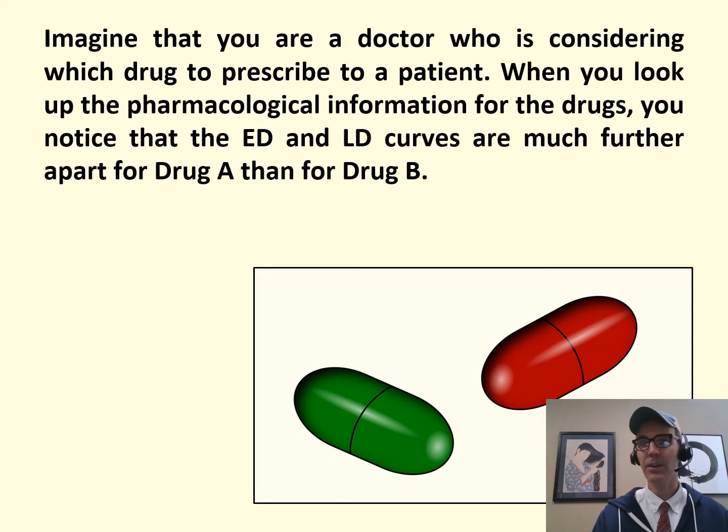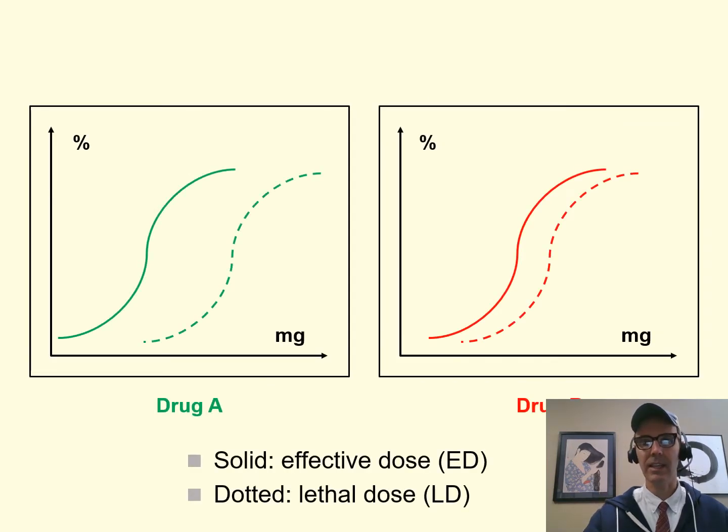So here's another question for you. It's an opportunity for you to practice with this idea. Imagine that you're a doctor who's considering which drug to prescribe a patient. When you look at the pharmacological information of these drugs, you notice that the effective dosing and lethal dosing curves are much farther apart for drug A than for drug B. So let's see. Here are effective dosing curves and lethal dosing curves for drug A in the green and drug B in the red. Can you see it now? I tried to minimize my little head image there.